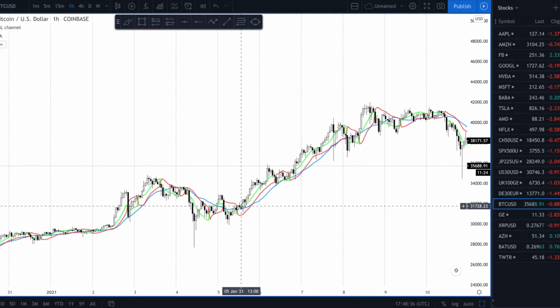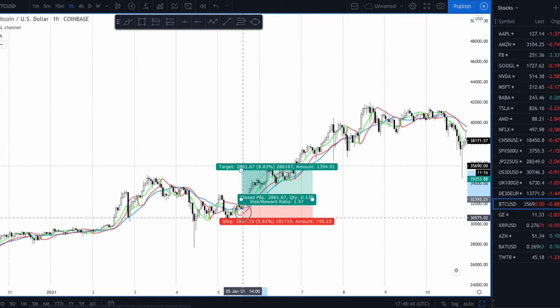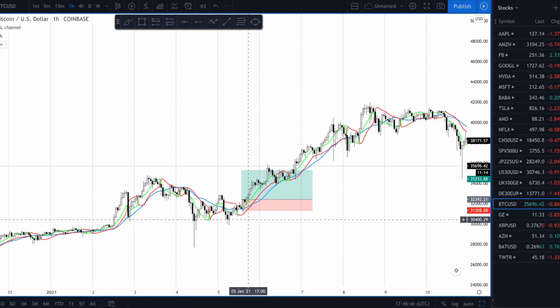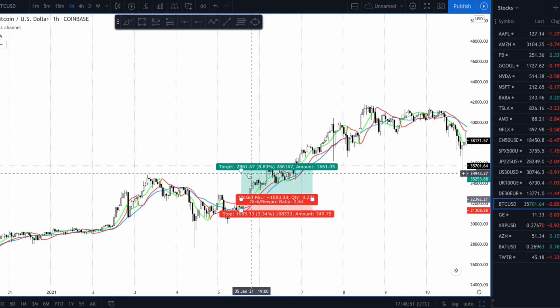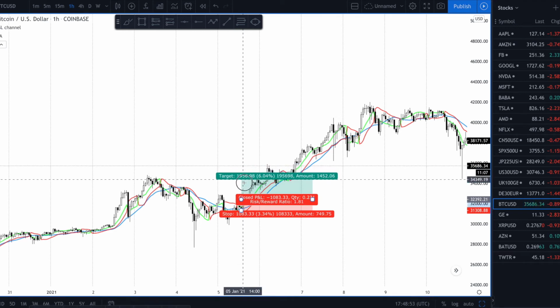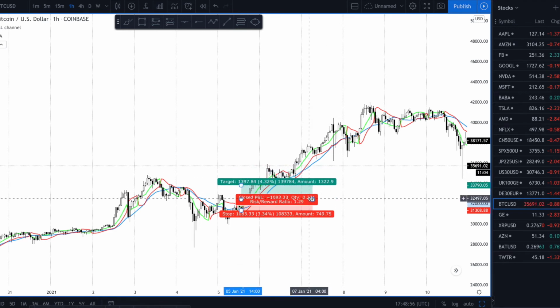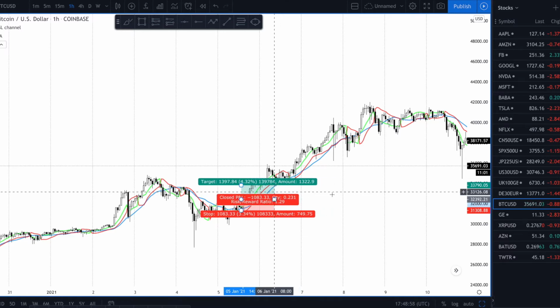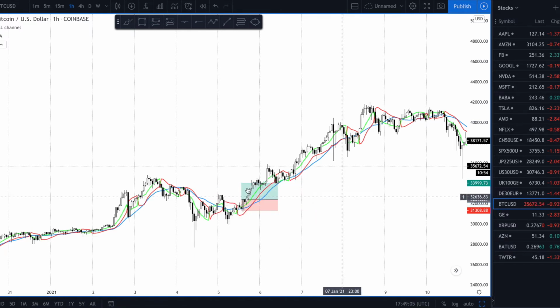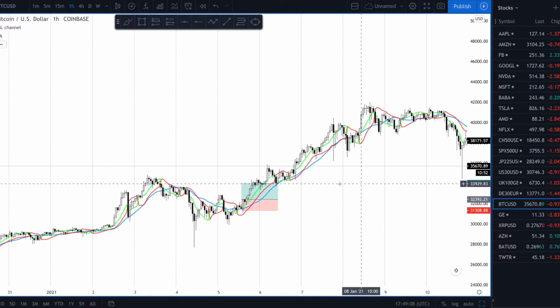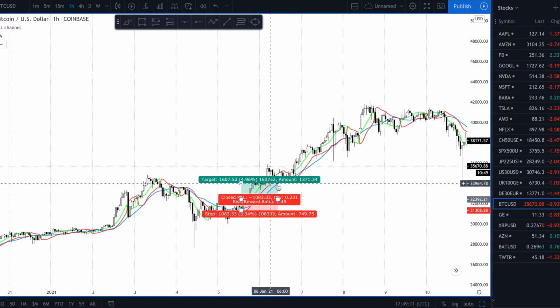So here we have a long signal. Why is it a long signal? Because as you can see, the green line is above the red line. And where are we gonna close this? We're gonna close this here. And how much you make? 4.3%. Roughly 5%, 4.96%.